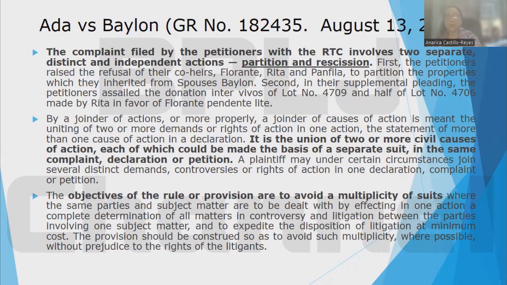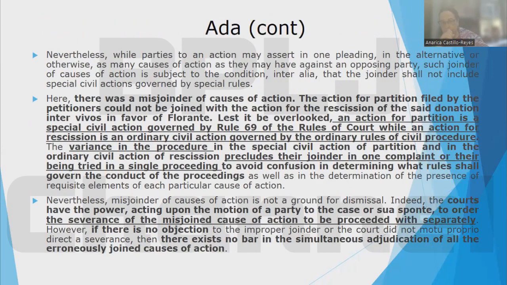Joinder of causes of action is the union of two or more civil causes of action, each of which could be made the basis of a separate suit, in the same complaint, declaration, or petition. Of course, the objective of filing one suit for two or more causes of action is to avoid multiplicity of suits. So in this case, the court held that in partition and rescission, there was a misjoinder of causes of action.